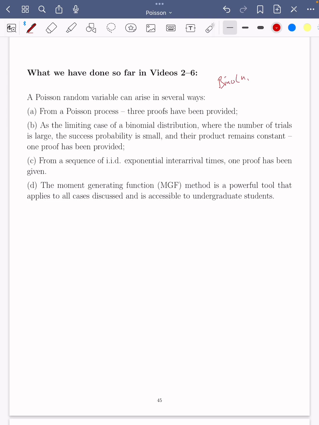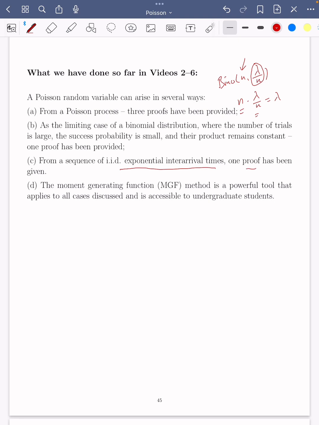That is the binomial n, and then lambda over n. You can see that n times lambda over n is just equal to lambda. So here n is large, and lambda over n is small, and the product between n and lambda over n is just equal to lambda, so it is constant. The third way is using a sequence of IID exponential inter-arrival times to define the Poisson random variable. In this case, we also presented one proof.